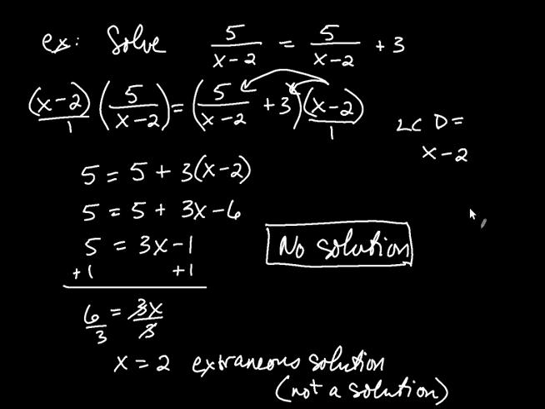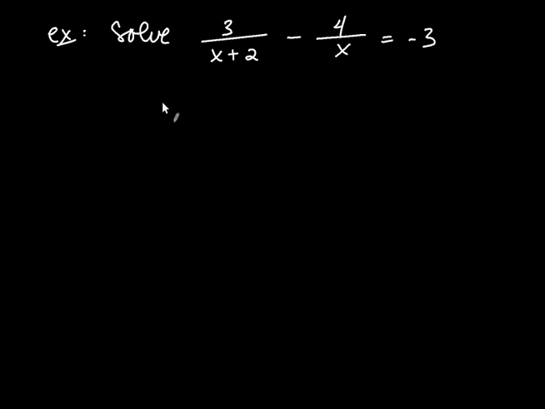Okay, let's go ahead and try one more because these are kind of complicated. And now we kind of know the strategies involved. Okay, we're going to solve 3/(x + 2) - 4/x = -3. So what we like to do is rewrite the problem. So it's going to be 3/(x + 2) - 4/x is equal to -3.